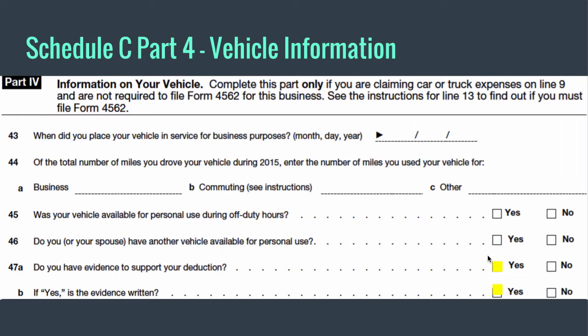So you just want to make sure that if you're claiming any sort of mileage or gas car deduction, that you have evidence to support your deduction and that evidence is written. So you have a mileage log. That's really the key. Or if you're writing off actual receipts, that you also have the gas receipts.